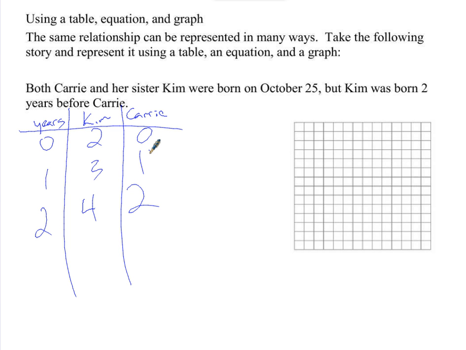We need an equation for this. I need an equation, yeah. So y equals... Who are you calling y? What are you calling y? I want 2 variables. We actually don't even need this column right here. I have two variables, Kim's age and Carrie's age, right?